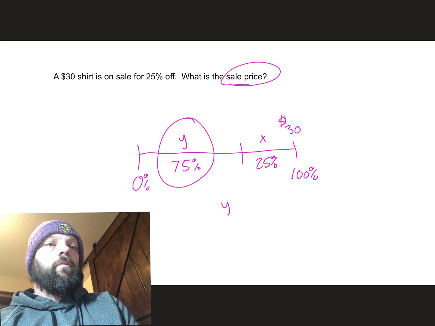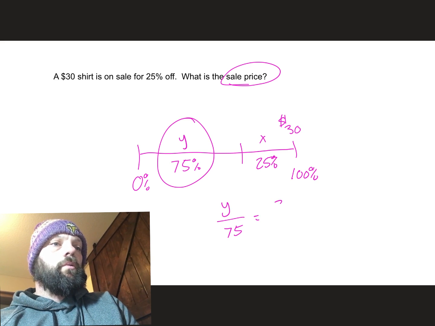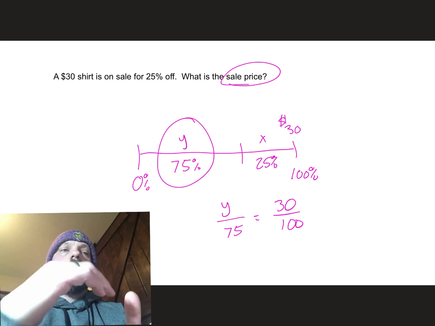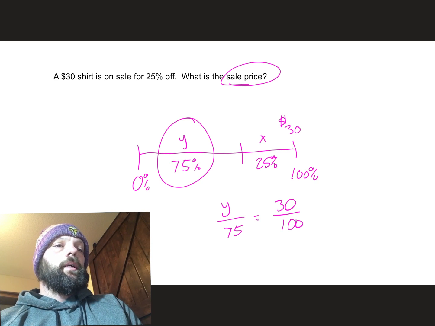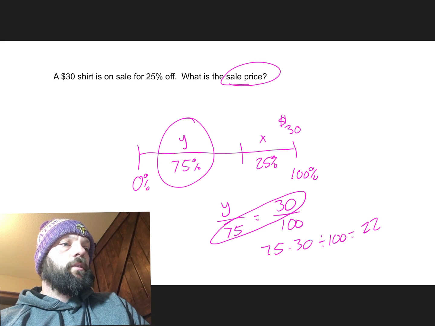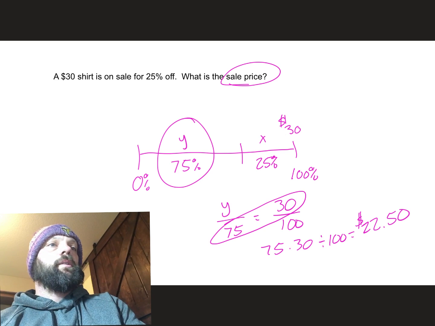So that means I have Y over 75 is equal to 30 over 100. Which is just your eye chart turned sideways is all it is. Then I'm going to multiply 75 times 30 and divide it by 100. Type that into my calculator, and I'm going to get $22.50. So that is going to be my sale price for the shirt.